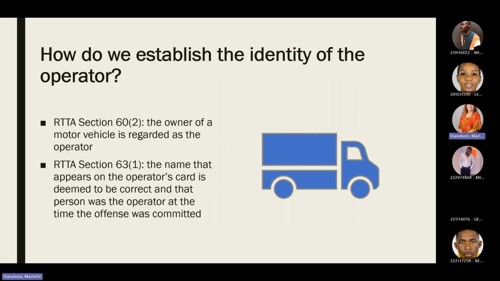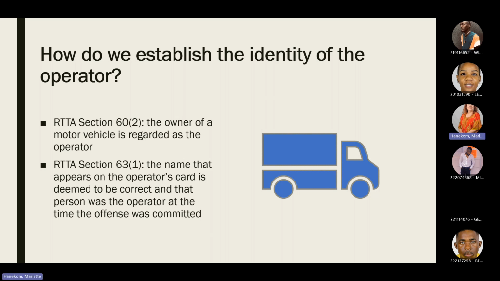So back to the question. Now we know why it's important. Why must we know who the operator is? Because of their duties, because of vicarious liability. How do we establish the identity of the operator? The owner is regarded as the operator, but there's a further presumption that in the event of court proceedings, the name that appears on the operator's card is deemed to be correct, and that person was the operator at the time the offense was committed.